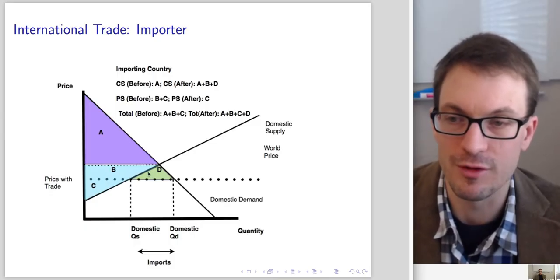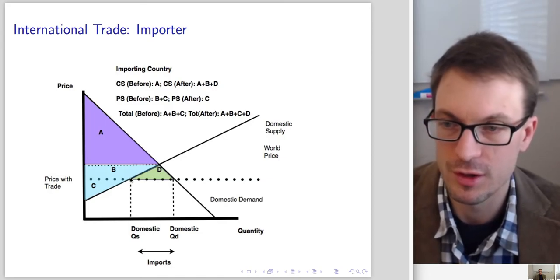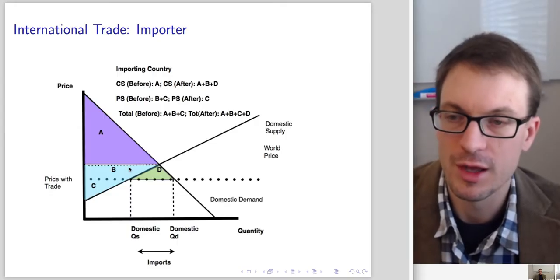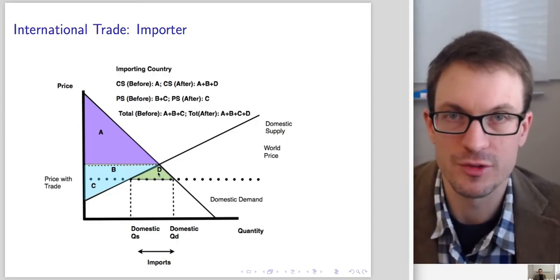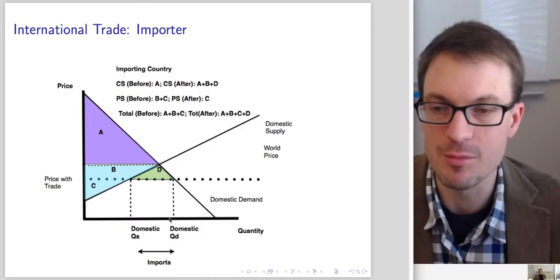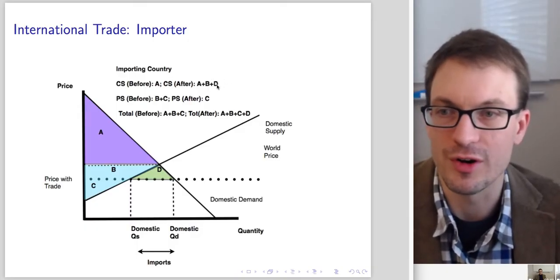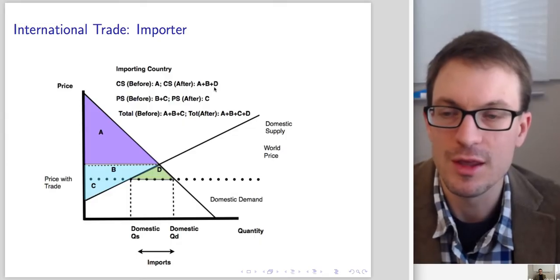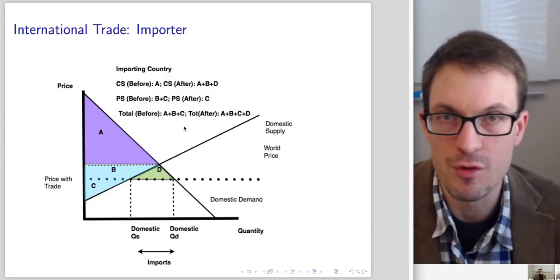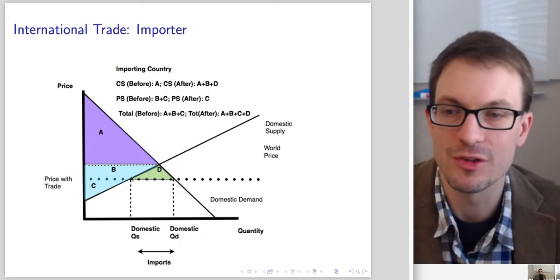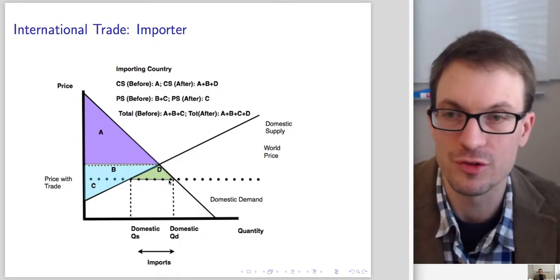That might sound bad at first, but what's happening is we're able to import. Area D is new consumer surplus. Actually, this part of the triangle as well. Area D is new consumer surplus that's happening by virtue of importing these units from abroad, right? So consumers are now benefiting by getting area D. Consumers are finding foreign producers who are willing to sell to them at this low price. This is really good for domestic consumers.